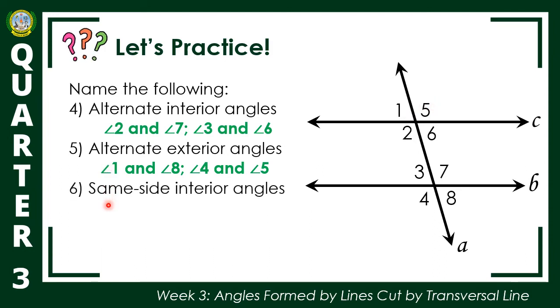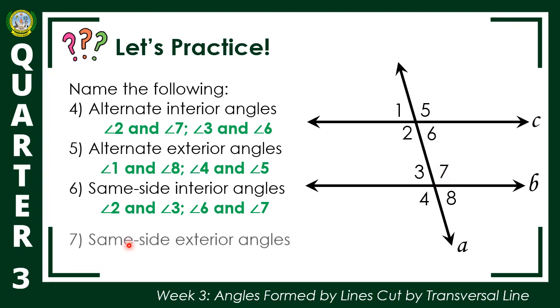Next, same side interior angles. Two interior angles that lie on the same side of the transversal line which is line A. At yung sabi ko nga yung nagpo-form ng parang letter C. Okay? Meaning, ang magka-partner po is angle 2 and angle 3. And ang partner po ng angle 6 is angle 7.